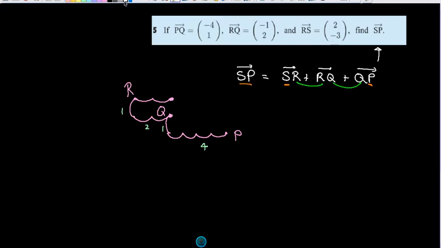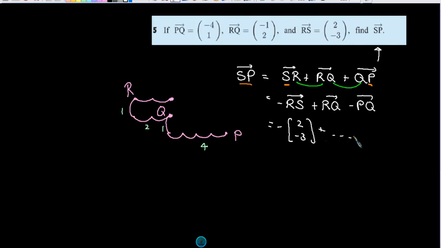And so absolutely, as people were saying, I don't have SR. I've only got RS, well the opposite, not inverse, but we go, yes, that's going to be minus RS. We do have RQ, and do we have QP? Oh, we don't have QP. We have PQ, so it's going to be minus PQ. And so obviously we would then go, this will be minus 2, minus 3, etc., etc. Does that make sense?